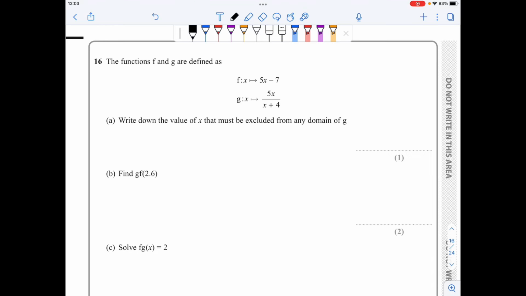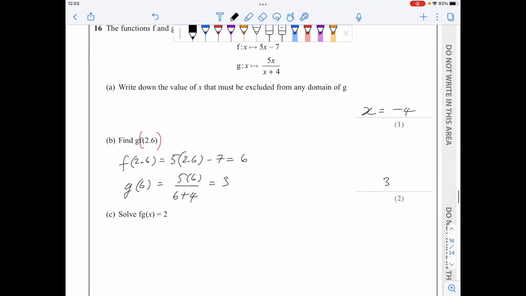For part A, I want the value of x that makes the denominator of g 0, and this is equal to -4. Then in part B, I will first calculate f of 2.6. This is equal to 5 times 2.6 minus 7, which is equal to 6. And then I will do g of 6, which is 5 times 6 over 6 plus 4, which comes out to be 3.